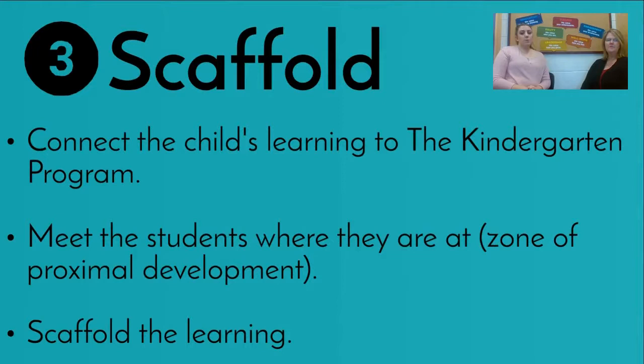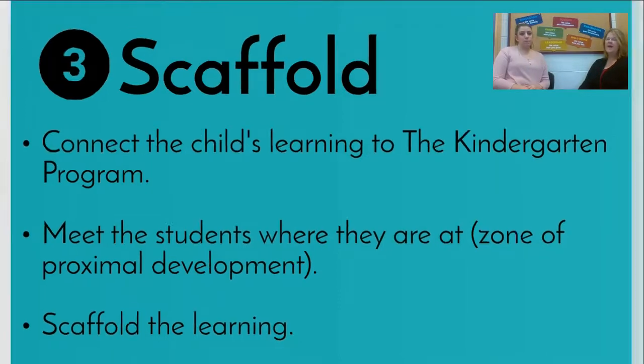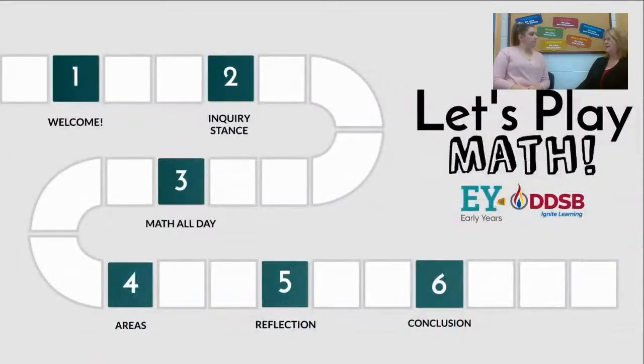The next thing we want to do is scaffold their learning. You're going to connect what they're doing to the kindergarten program, and you're going to meet them where they are. We call this the zone of proximal development. Once you know where they are, we want to scaffold their learning and bring new learning to them. And I think sometimes, Amanda, we overstep, right? We think, oh, that child wasn't ready for that. And that's okay. We make mistakes. We just peel it back and figure out where they are and move forward from there. So our inquiry stance is about noticing where our children are in their learning in the classroom, what they're interested in, meeting them there, and then moving them forward in their learning from what we see. Absolutely. And what we hear, not just what we see.